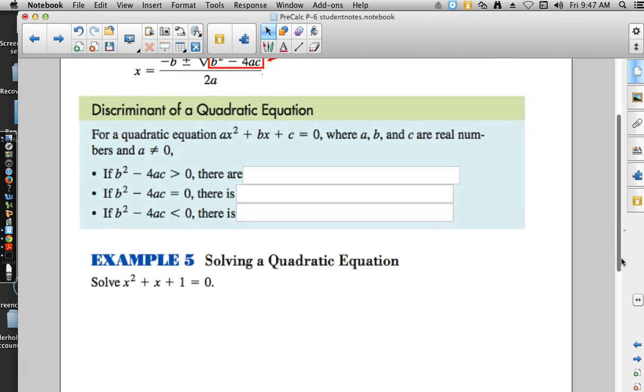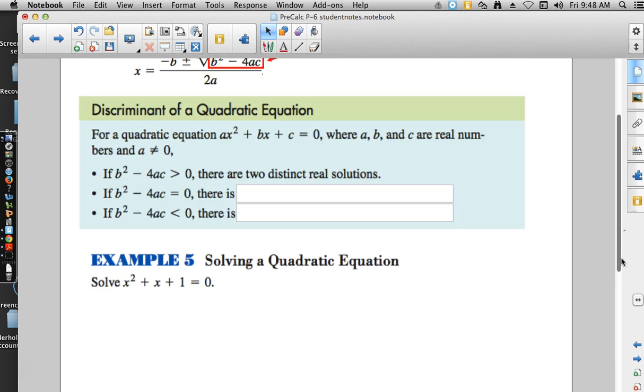Could have 2 real, could have 1 real. So if b squared minus 4ac is greater than 0, so it's a positive number, there are 2 distinct real solutions. Graphically, that means it's going to cross the x-axis in 2 distinct spots. b squared minus 4ac equals 0 can happen too.